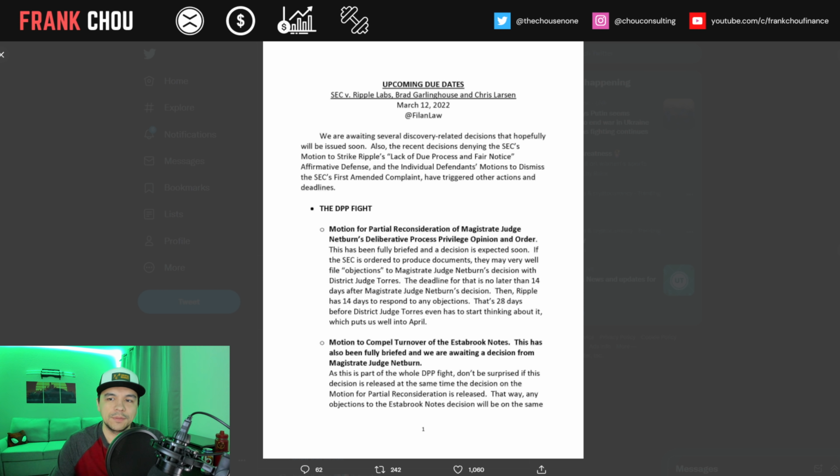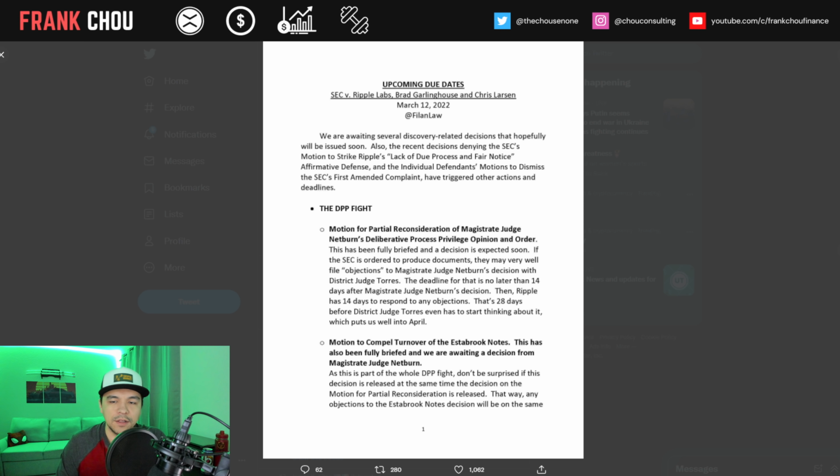Now, courtesy of James K. Filan, we have an update to the timeline as of today, March the 12th. So we're still waiting on several discovery-related decisions that hopefully we get some answers on soon. Also, we've had recent decisions on the motion to strike the fair notice defense, which we talked about just yesterday, and today's topic, the motion to dismiss for both Garlinghouse and Larsen.